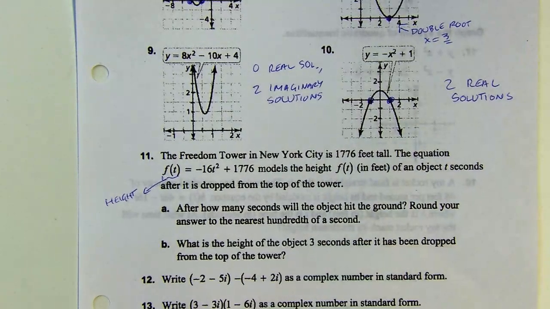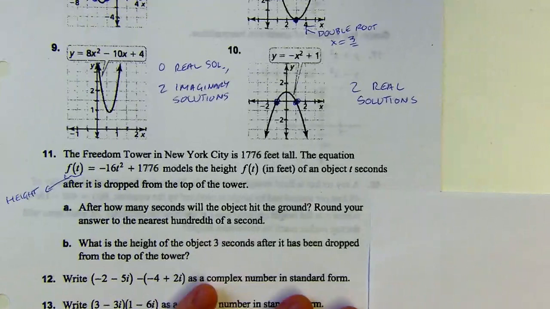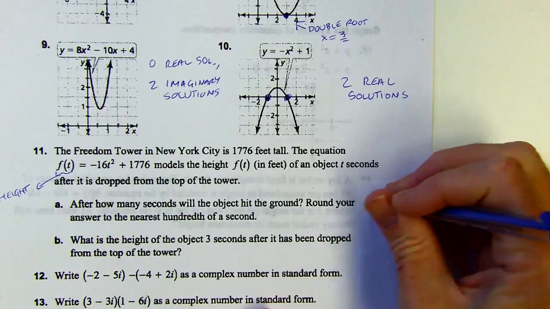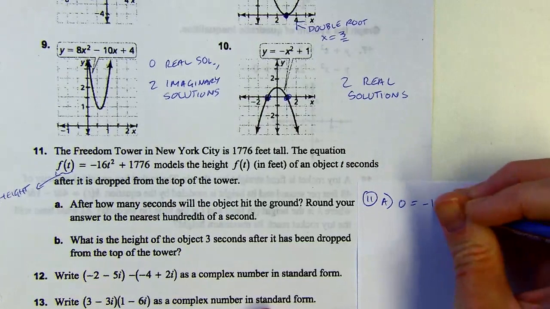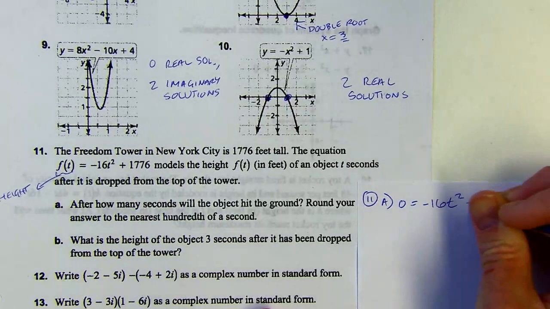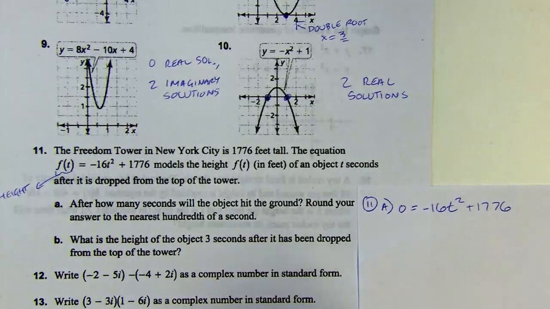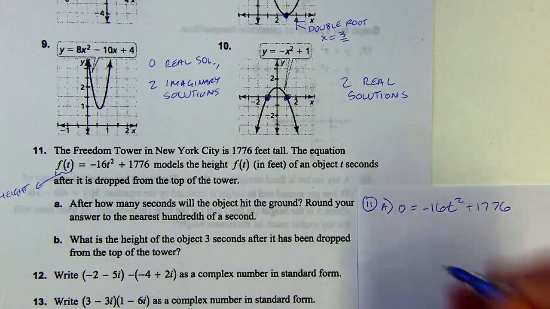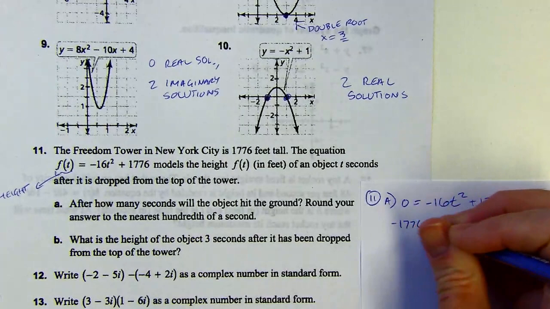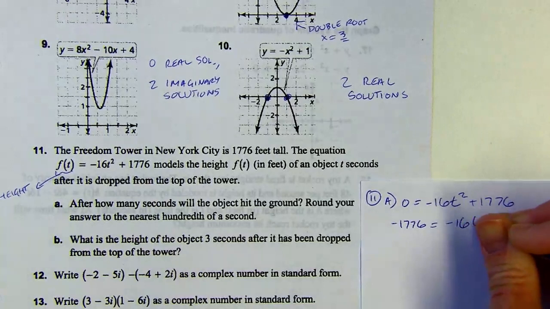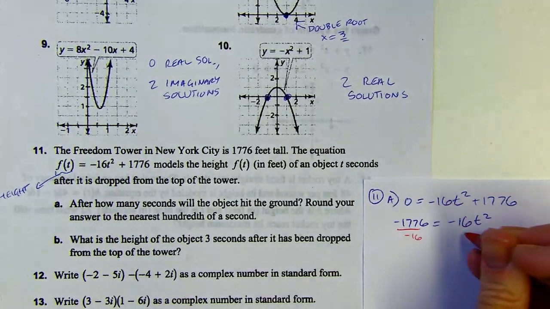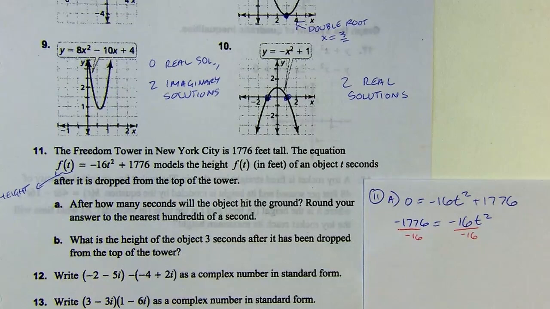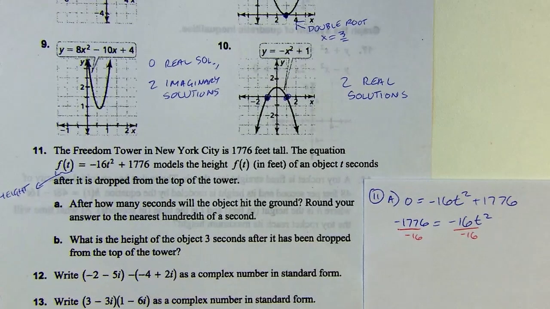Okay, so let's see if I can fit this in over here. So for part A, I'm just going to put in 0 for the height. And then I'm going to solve this for t. Okay? So I'll subtract 1776 from both sides. I'm trying to get the t squared by itself. And then I'm going to divide by negative 16. Okay. That's going to come out to 111.